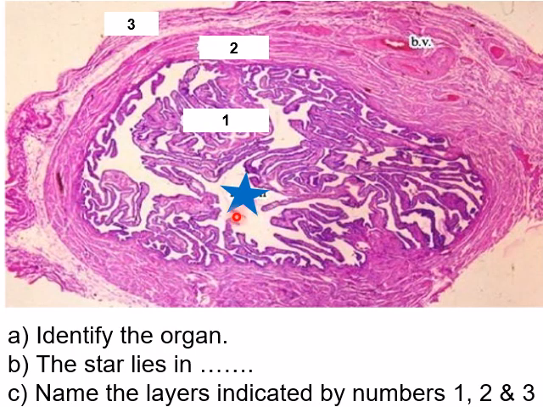Here is fallopian tube, small round structure with lumen, highly folded mucosa. The star is the lumen. The layer 1 is the mucosa, 2 the musculosa, and 3 the serosa.